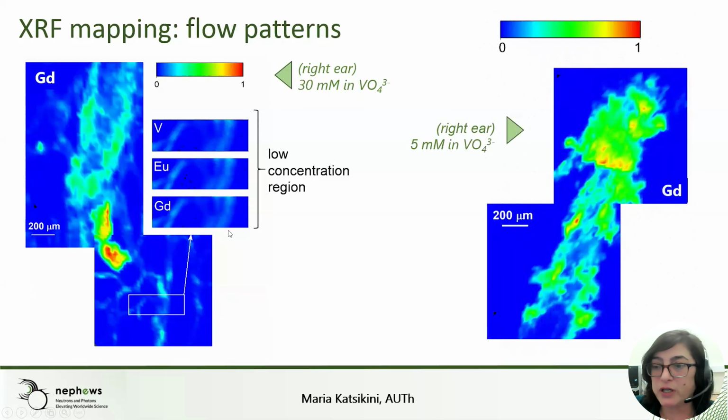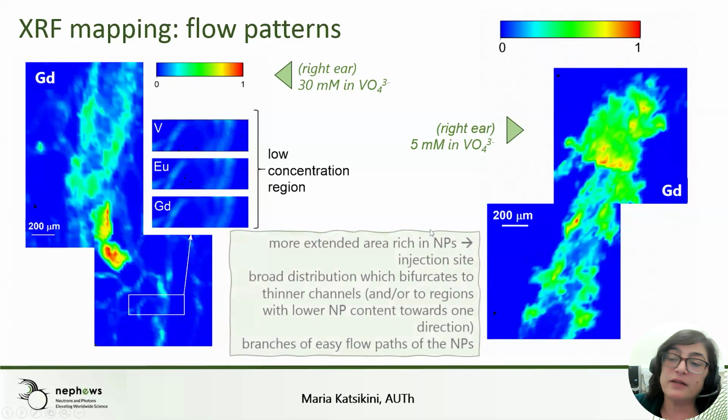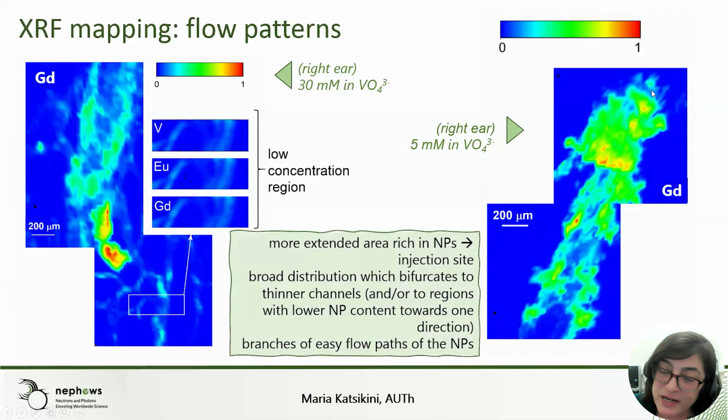Another map is shown here, and a third one here. This one corresponds to the lowest concentration of the nanoparticles. And in this case, we observe an extended area rich in nanoparticles, which is most probably the injection site. And this broad distribution bifurcates to thinner channels or regions with lower nanoparticle content. So again, we verify that the nanoparticle colloidal suspension follows paths of easy flow.